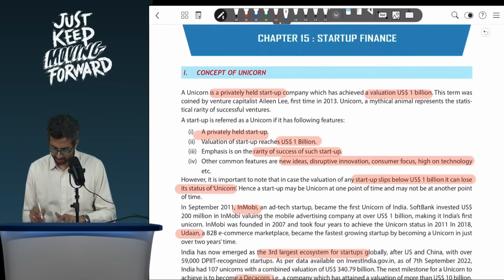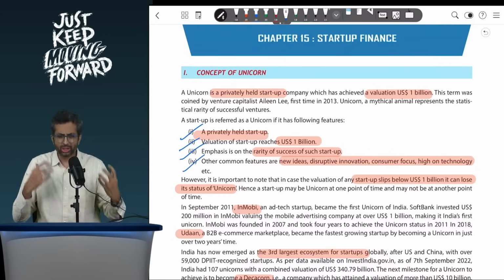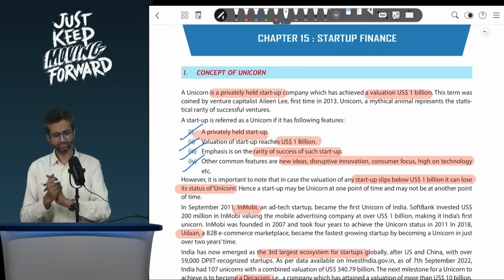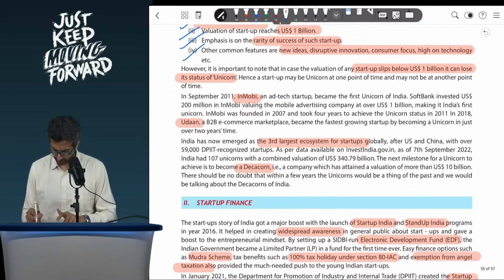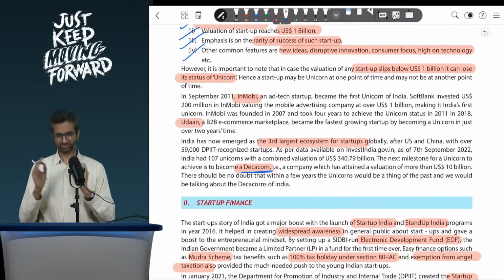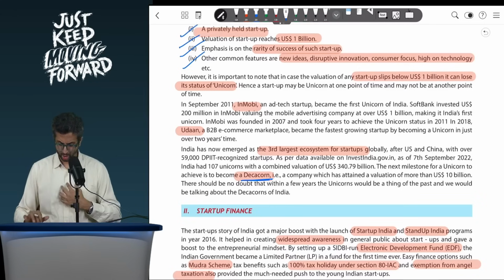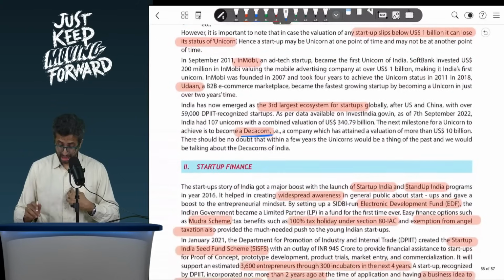So over here, it's a privately held startup. Valuation crosses $1 billion. Emphasis on rarity of success, new technology, disruptive, etc. are features. There is another word which is called decacorn, which is crossing $10 billion valuation. Okay, so this is a short note on unicorn.